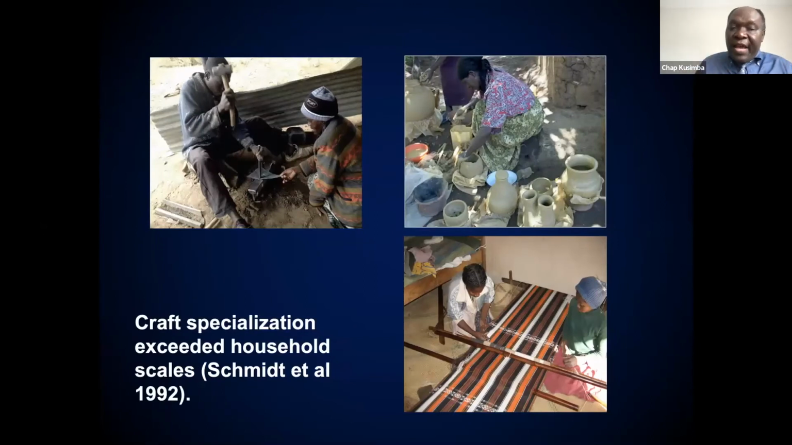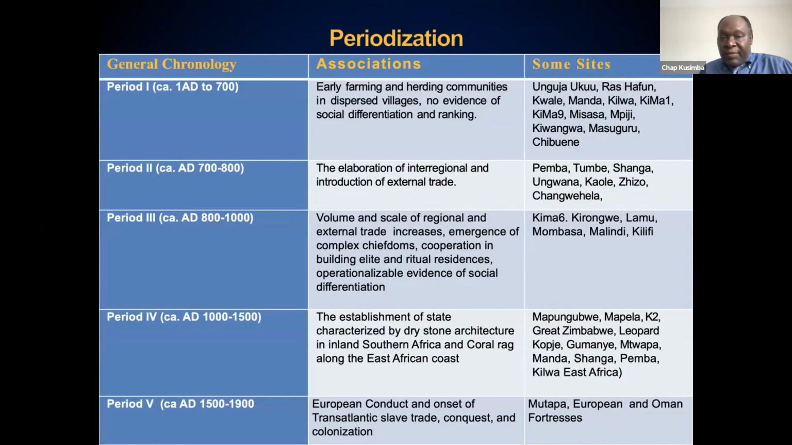And so when you think about what we have found out in our work, craft specialization exceeds household scales. The Swahili are developing their own industries and they're selling most of what they are producing to inland peoples. So there's inland communication. And this table here, which you'll have a lot of time to look at, essentially looks at the general chronology and what each period has been able to show.